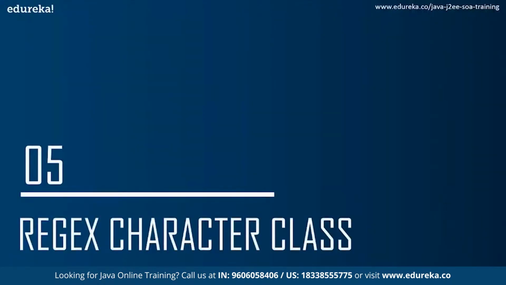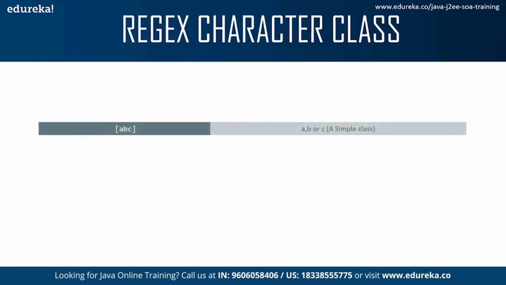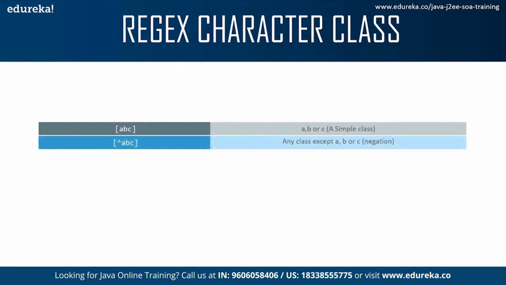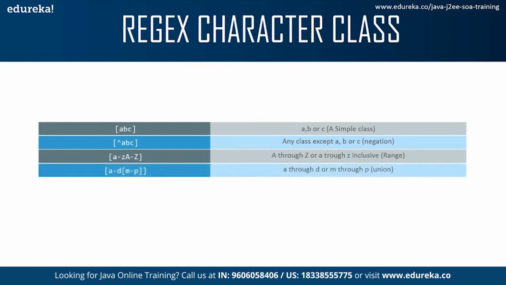Now let's move further and see the next category, that is regex character classes. Even this comprises various constructs. First, [abc], which implies a simple class that comprises a, b or c. Next, [^abc], the negation, which comprises any character except a, b or c. Next, you have [a-zA-Z], which implies a range that includes small a to z and capital letters A to Z. Next, it has [a-d[m-p]], that is a union, a through d or m through p.